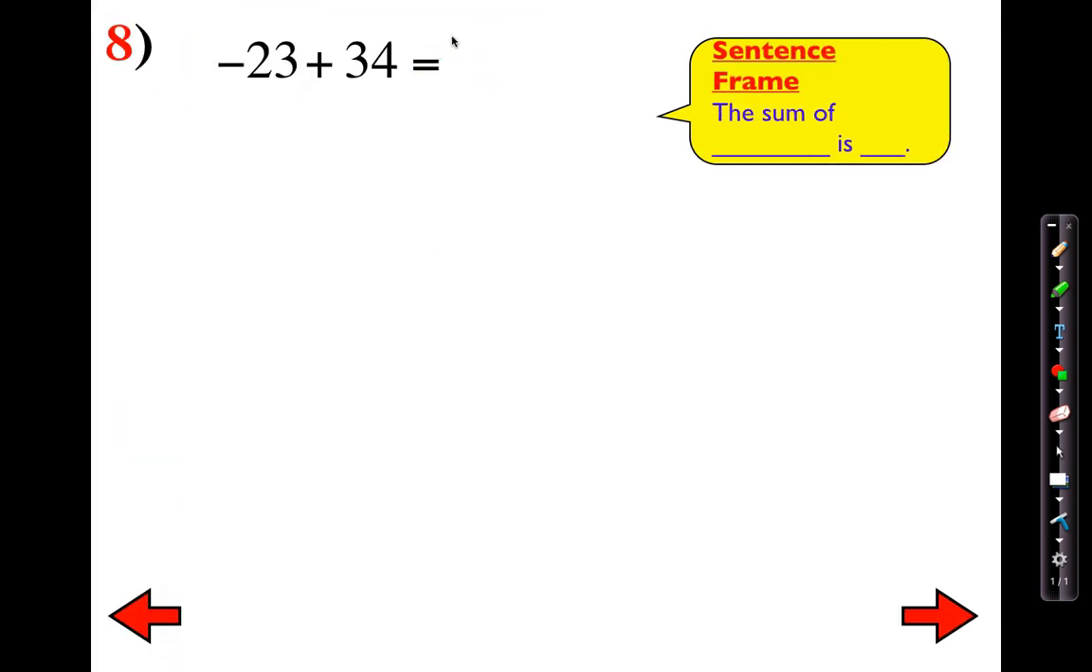Okay, how about number 18? Let's try it again. First, you should be asking yourself, are there more positives or are there more negatives? Hopefully your answer is there are more positives. So I'm going to go ahead and put my positive sign.